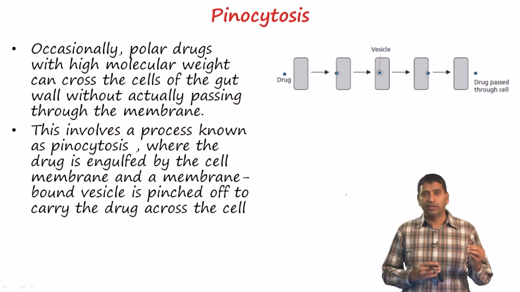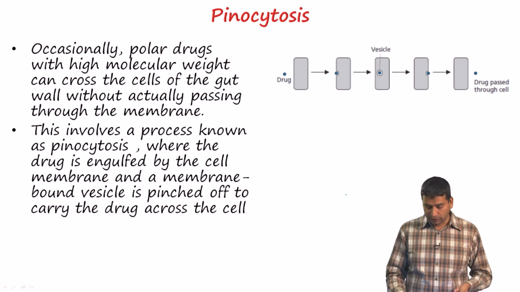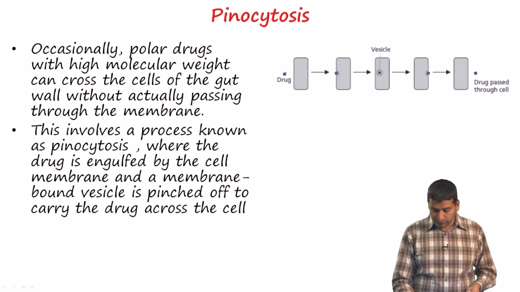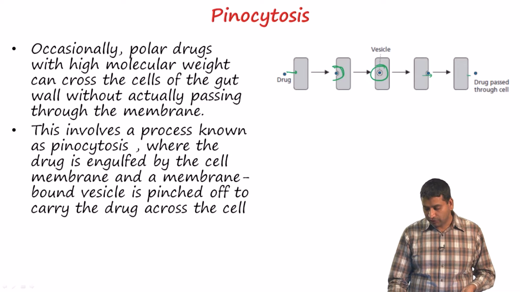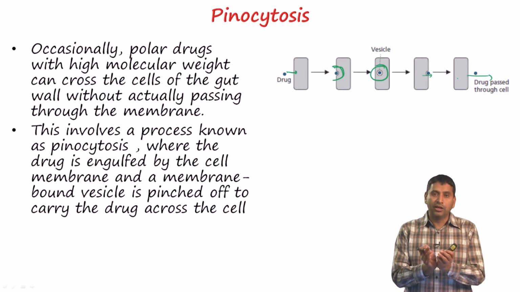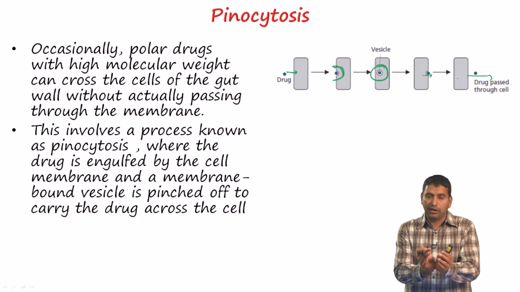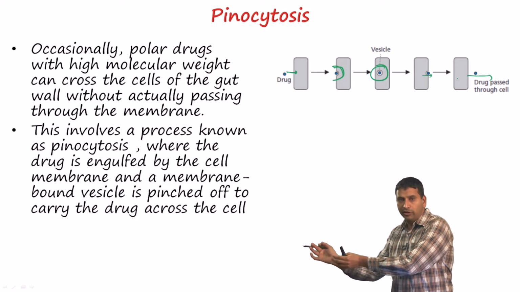Occasionally there are polar groups with high molecular weight that can cross the cells of the gut without actually passing through the membrane. This process is known as pinocytosis. The cartoon that describes it is shown here. You have a drug molecule that interacts with the membrane, and then there is an invagination in the membrane which forms a vesicle, and subsequently it is transported to the other side, and the drug is passed through the cell. So it is a process by which the drug is engulfed and pinched off to carry the drug to the other side.